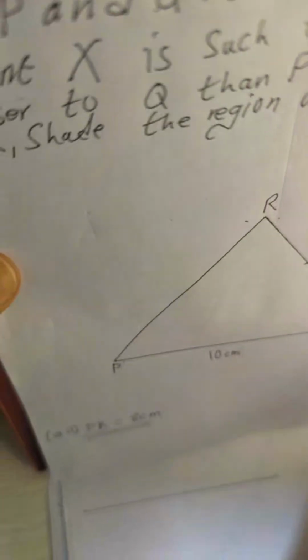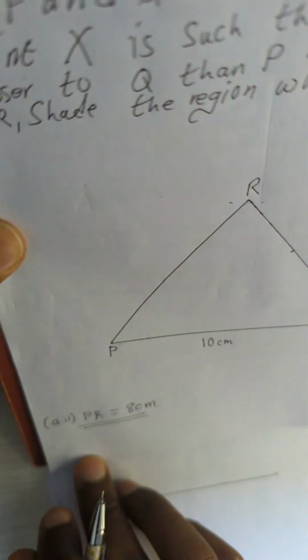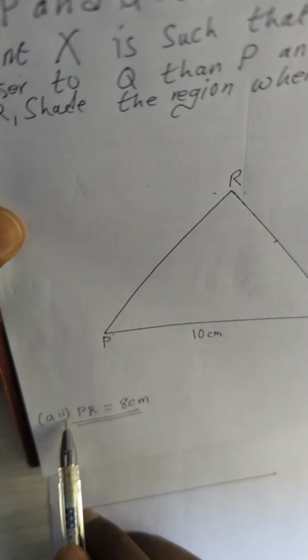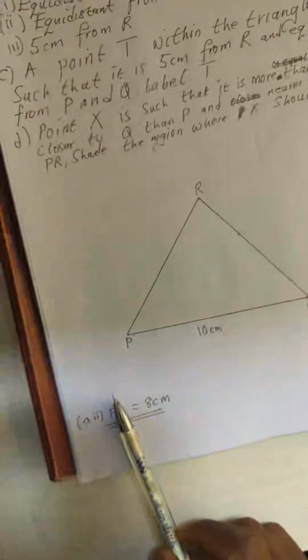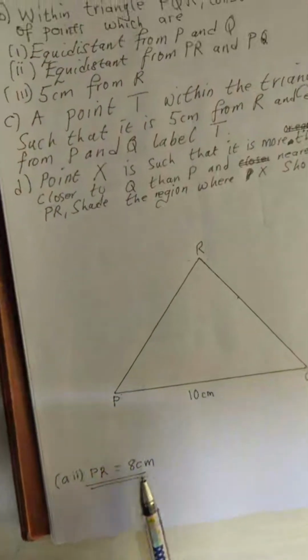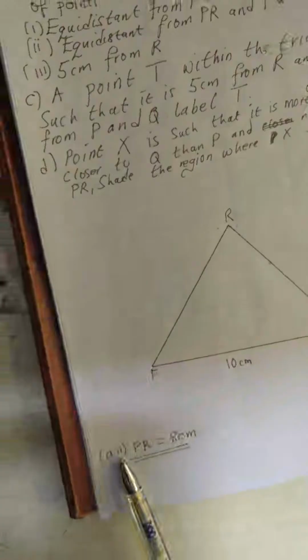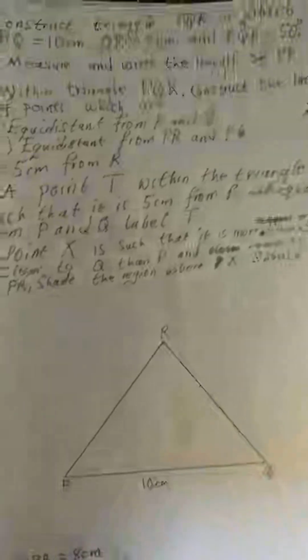Okay, can you see? So A2, PR is equal to 8 centimeters. Okay, well, let me just do this. So PR is 8 centimeters. Okay, so write the question number and your answer. Okay, so we go to question B.